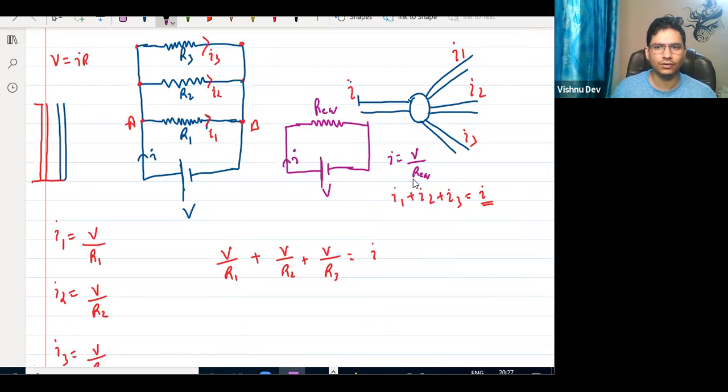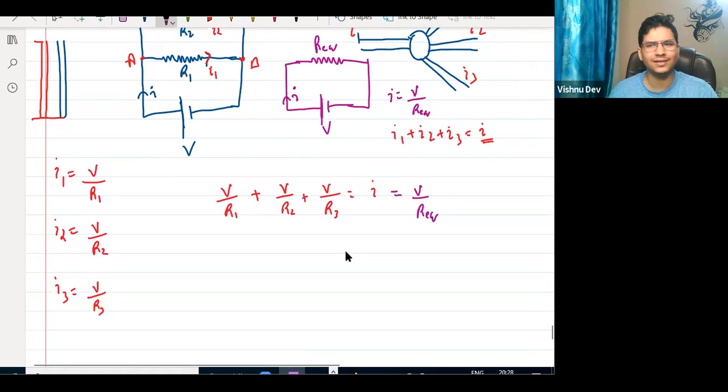Yes or no? Using Ohm's law. Take your time. Sanjana, Tanushree, Jia, Vihan, Kartik. In the second step, it will be V by Req is equal to 1.